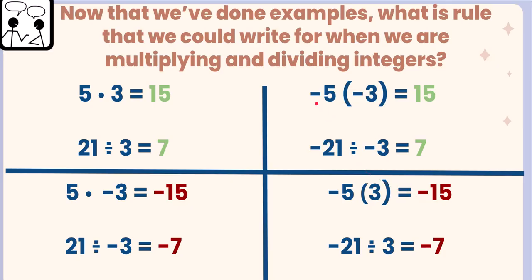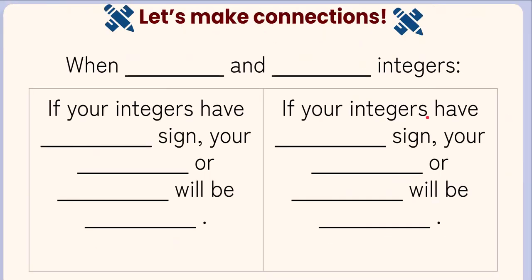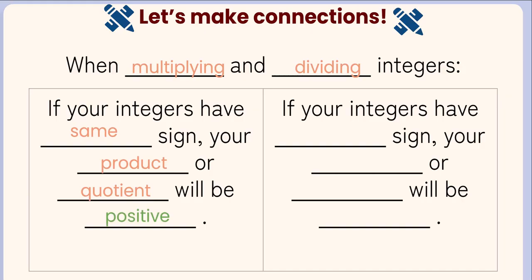Let's go back to this example. What happens if it's the opposite of what we just looked at? If 5 groups of negative 3 give me a negative product, then the opposite of that should be positive. So let's write these rules down. When multiplying and dividing integers, if your integers have the same sign, your product or your quotient will be positive. If your integers have different signs, your product or your quotient will be negative.